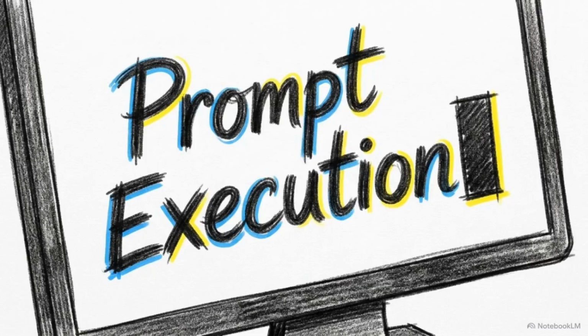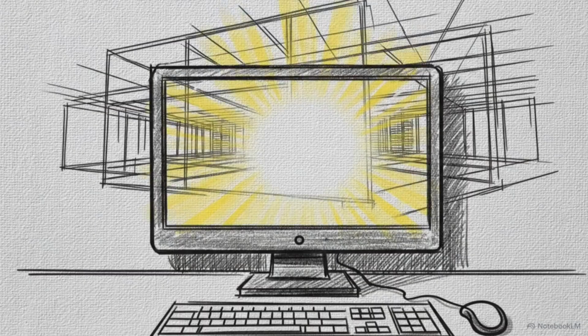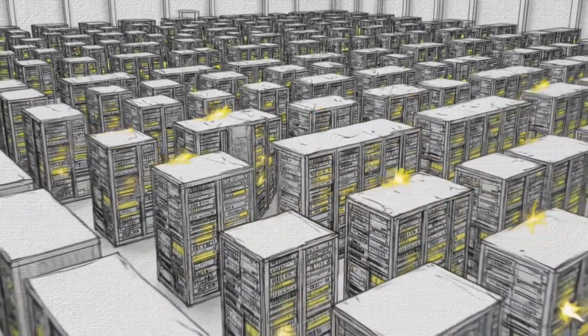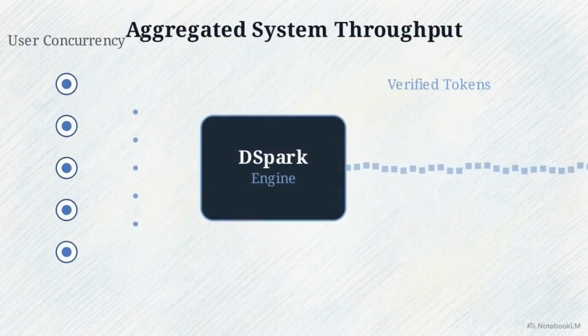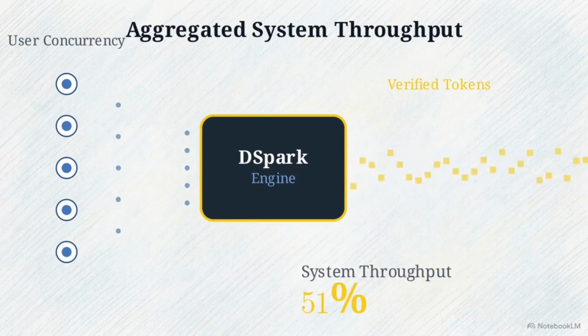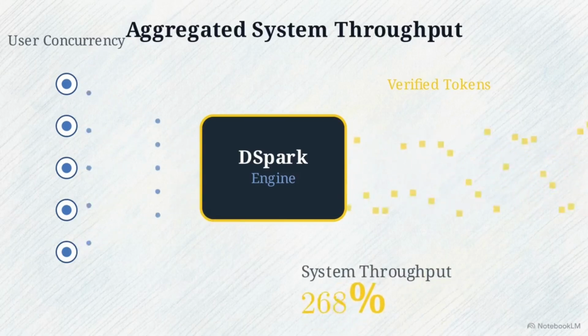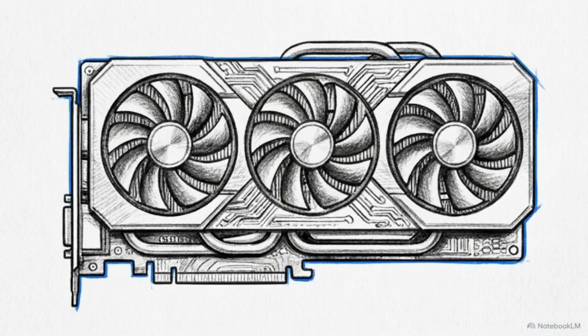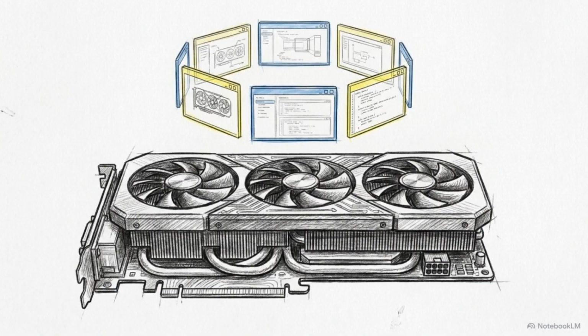We focused on how fast a single prompt runs, but the true impact of this framework scales when we look at the system as a whole, creating what the researchers call a throughput explosion. In environments processing high user concurrency, the ability to rapidly clear verified tokens causes aggregated system throughput to spike anywhere from 51% up to 400%. This effectively multiplies the processing capacity of the hardware you already own. You can run significantly more parallel queries without purchasing a single new graphics card.